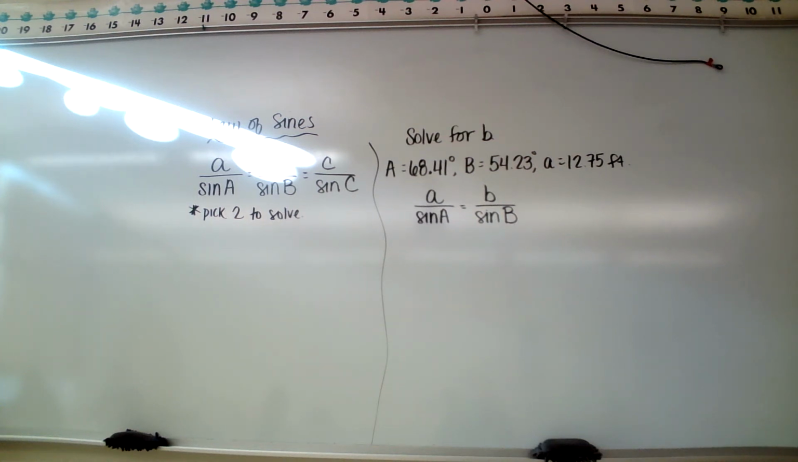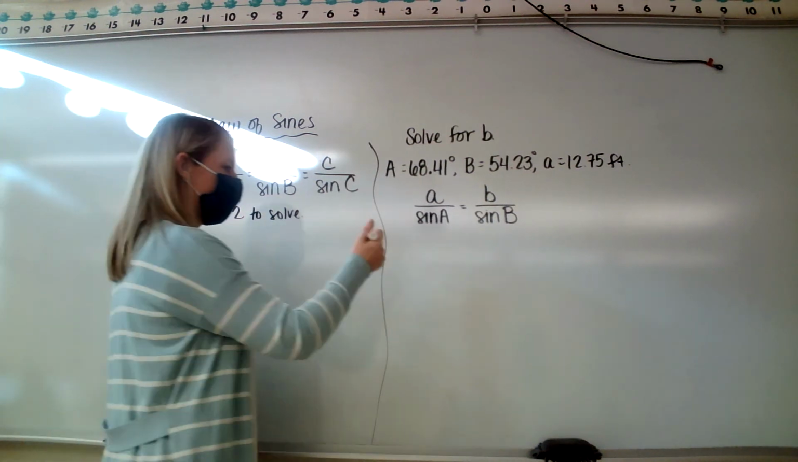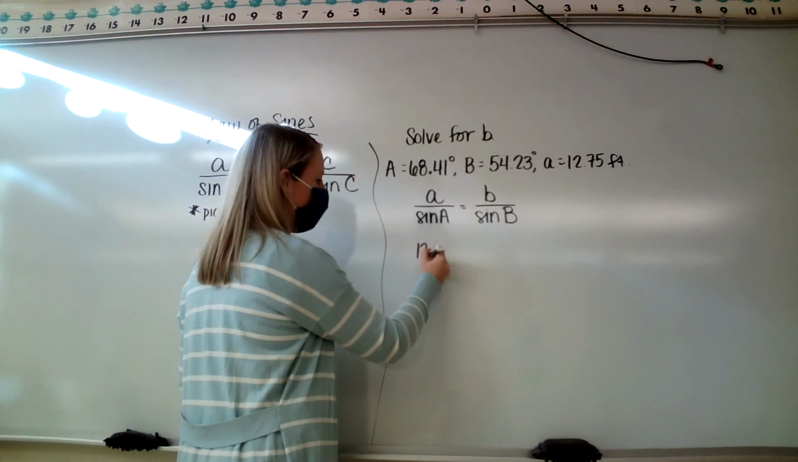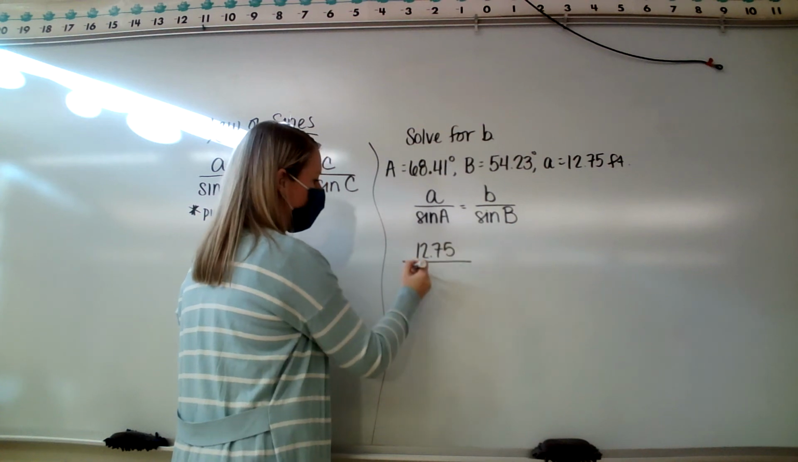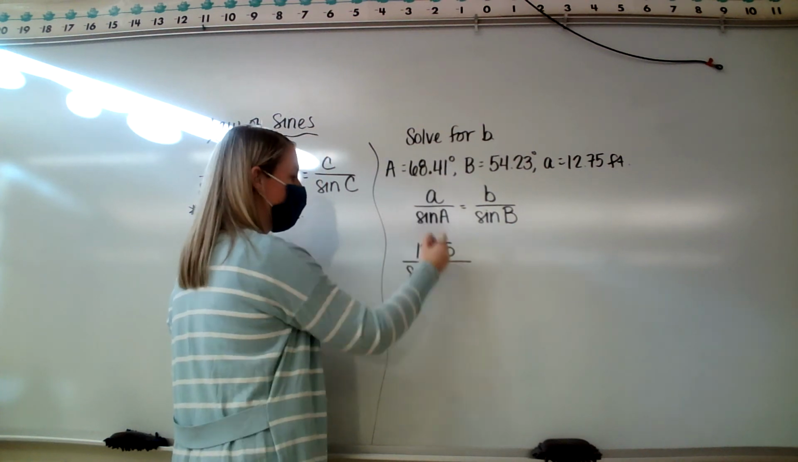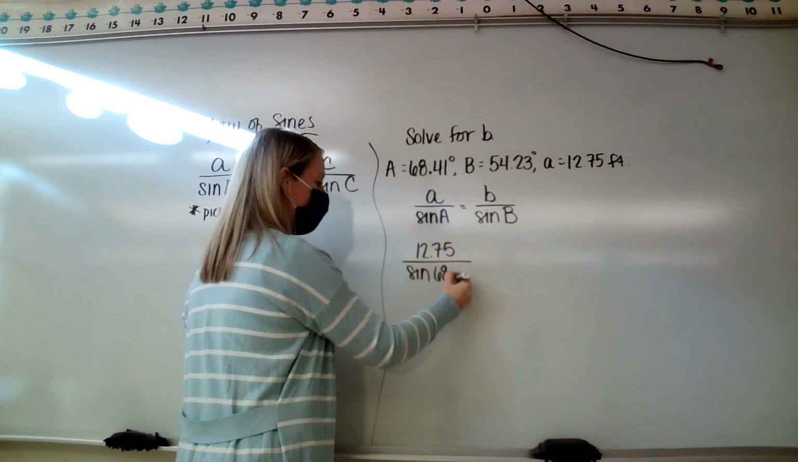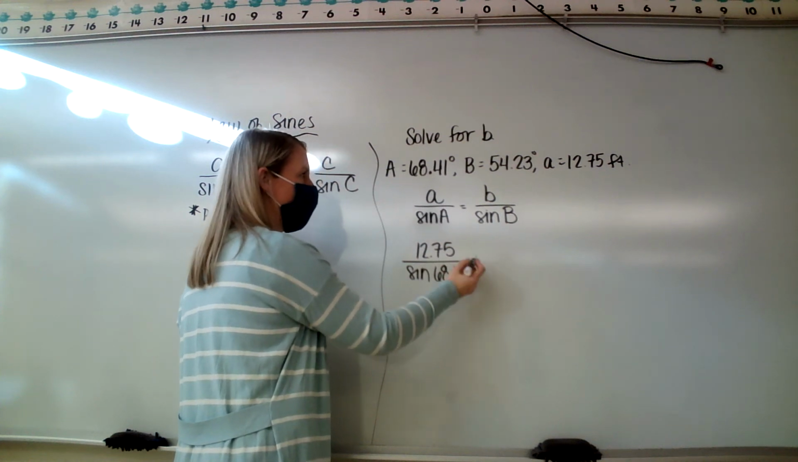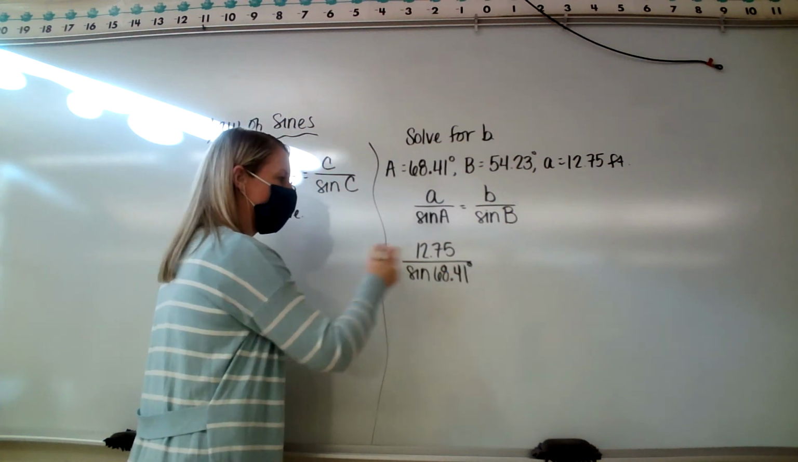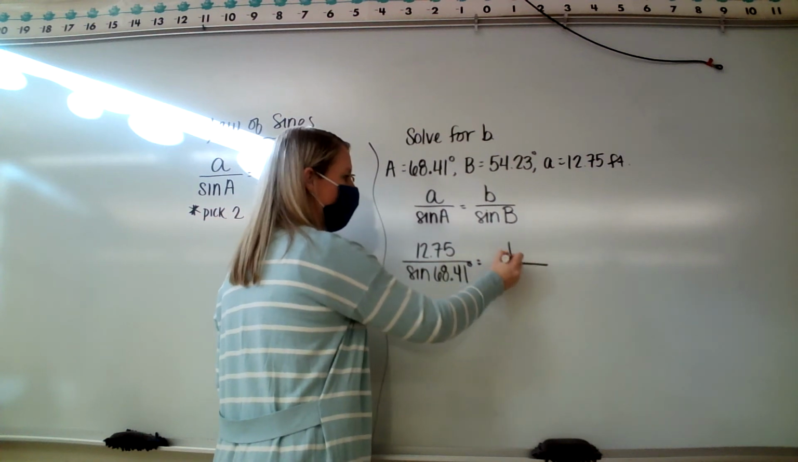We might do one quick other thing, but it will take like 2 seconds. I just wanted to show you something. So we throw in what we know. What do we got? 12.75 over sine, my angle goes here, so 68.41. Please just make sure you don't switch your angle and your side. The angle always goes with the trig function. Equals, I don't know, side b.